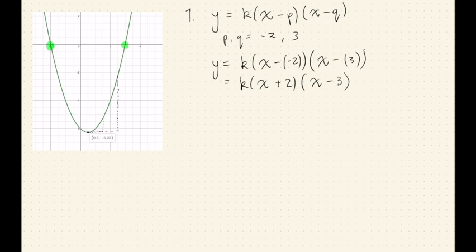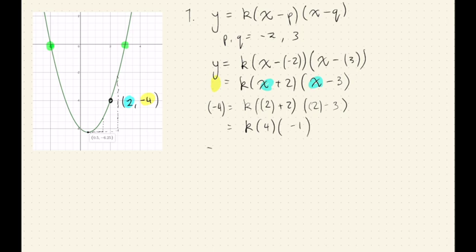But how can I check? Well, I'm going to check using this clear point here. This point is (2, negative 4). So I'm going to substitute y equals negative 4 and x equals 2. So negative 4 equals k times (2 plus 2) times (2 minus 3). So k times 4 times negative 1. The negative 4 equals, well, 4 times that is negative 4k. Divide both sides by negative 4.